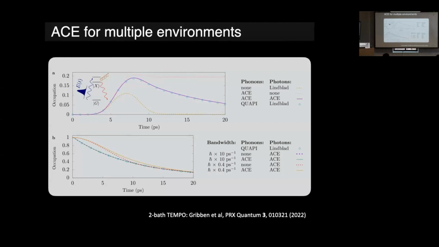And I'm not saying you couldn't have embedded your system in two environments at the same time using a different approach. What I am saying is it's particularly easy with the way ACE is set up, because we don't really care about the form of the spectral density. We don't really care about the fact that your environment interacts differently. We just have more discrete environmental degrees of freedom to represent these two environments.